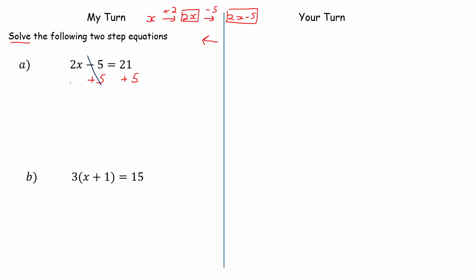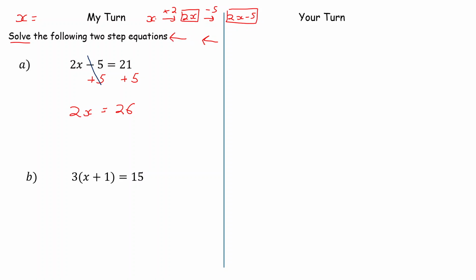Okay, and then what's left over? On my left-hand side over here, well, the 5s have gone. You've got a 2x left over. So you've got 2x being equal to 21 add 5, which is equal to 26. Am I finished? No. Solve means I want to get the missing variable, which in this case is x, on its own. I've got 2 times x equals 26. So now I'm at the 2x point.